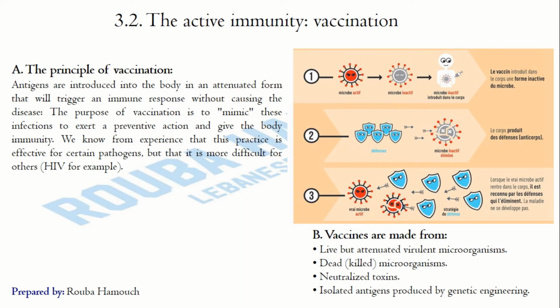What is the principle of vaccination? Antigens are introduced into the body in an attenuated form in order to trigger an immune response without causing the disease. So the purpose of vaccination is to mimic the natural infections and to exert a preventive action and give the body immunity. The types of vaccines. The vaccines are made from either live but attenuated microorganisms, or dead microorganisms killed by high temperatures. Also, vaccines are made from neutralized or attenuated toxins. They can also be made from isolated antigens produced by genetic engineering by transgenesis.